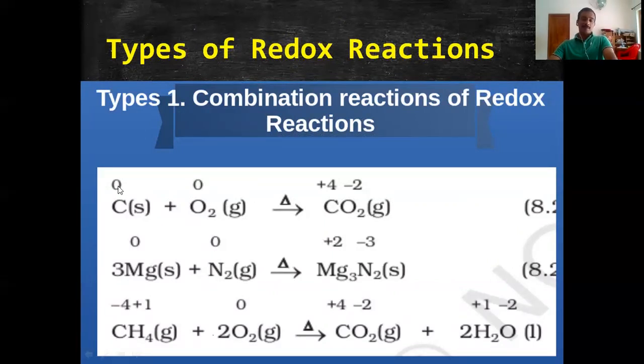Here carbon is in 0 oxidation state. Here carbon is in +4 oxidation state. 0 to +4, an increase in oxidation state. Therefore carbon is oxidized. Oxygen here is in 0 oxidation state. Here -2 oxidation state. A decrease in oxidation state from 0 to -2. Here oxygen is reduced. Similarly, here magnesium 0 to +2 oxidized, nitrogen 0 to -3 reduced.